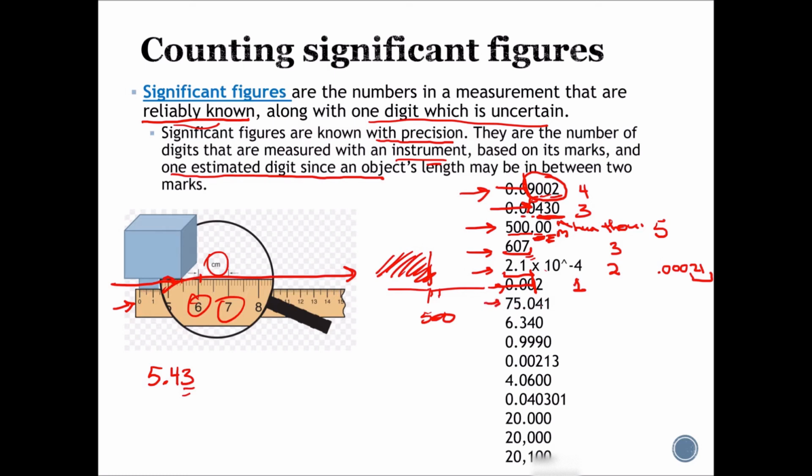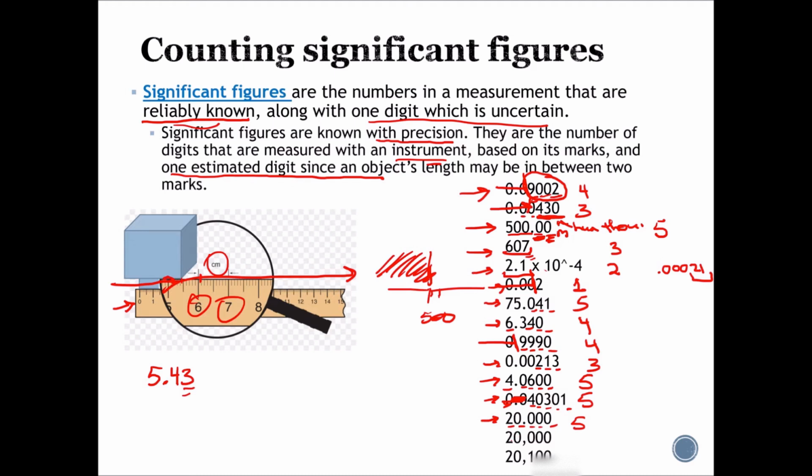Next value, 1, 2, 3, 4, 5. Next one, 1, 2, 3, 4. Pretty easy, huh? Next one, don't count the placeholders. 1, 2, 3, 4. Next one, 1, 2, 3. Next, 1, 2, 3, 4, 5. And 1, 2, 3, 4, 5. This one, 1, 2, 3, 4, 5.